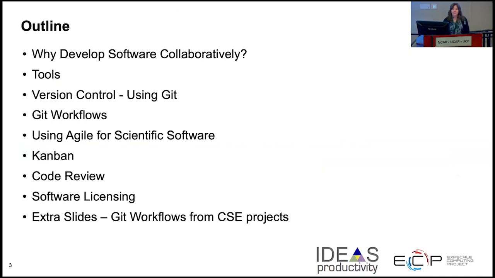Again, our license. We're going to talk about why we develop in a collaborative manner, and we'll touch a little bit on tools. And then one of the tools that is very essential is version control. We use Git for that. And I will talk about building Git workflows, give you some examples, and think about what would be good for your Git workflow if you don't already have one, or maybe what you can include in one that you have that would help you. Then we'll talk about using Agile for scientific teams on developing software.